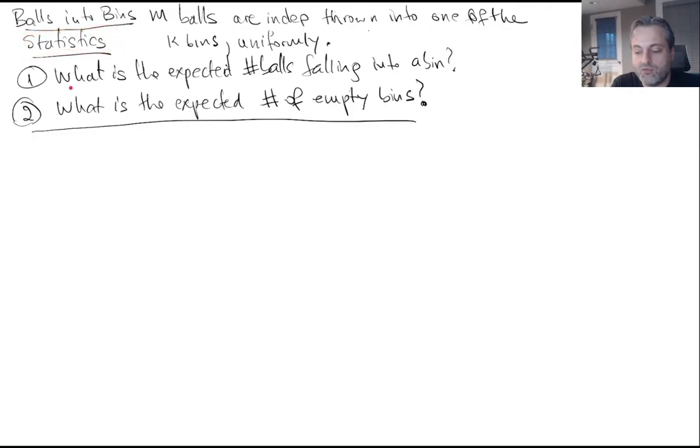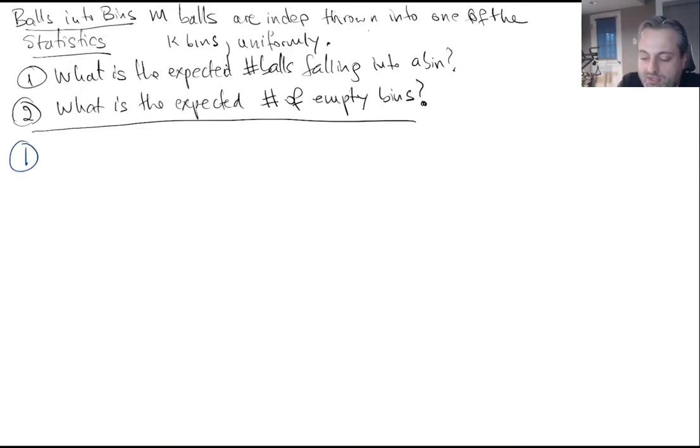I'm asking what is the expected number of balls that fall into a bin, and what is the expected number of empty bins. At the end of throwing those m balls, I want to know on average how many balls I am going to have per bin, and on average how many bins are going to be empty. So how do we solve this problem? We solve it, of course, with random variables. So let's proceed. Part 1.